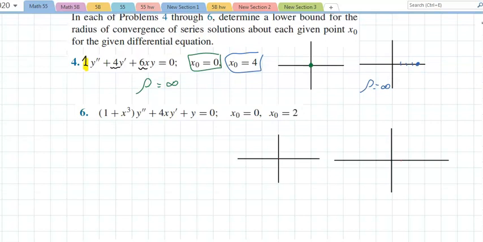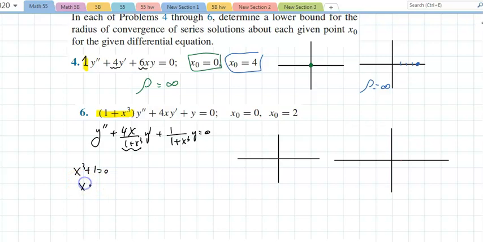How about this problem? I notice this is not a 1, so I need to divide by that. If I divide by that, y double prime plus 4x over 1 plus x cubed y prime plus 1 over 1 plus x cubed y equal to 0. So now we know this is analytic everywhere except for where this equals 0. Where would x cubed plus 1 equal 0? That's when x plus 1 times x squared minus x plus 1 equals 0.